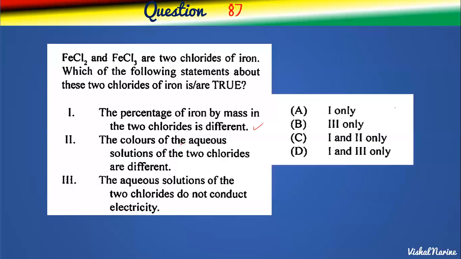The colors of the aqueous solutions of the two chlorides will be different. And again, that's true. Iron 2 chloride, we expect that to have a greenish color. Iron 3 chloride should be a brownish color. The aqueous solutions of the two chlorides do not conduct electricity, and this is not true, so the answer is C.